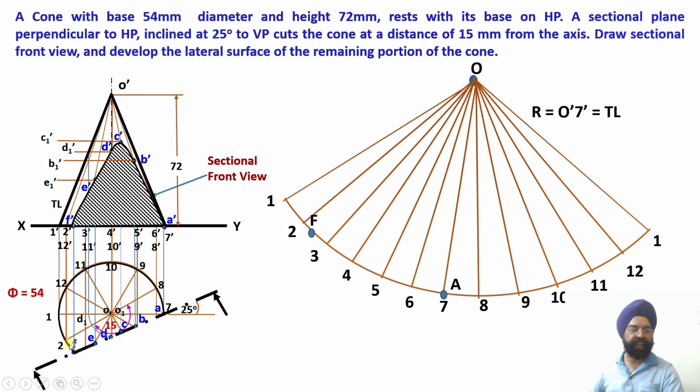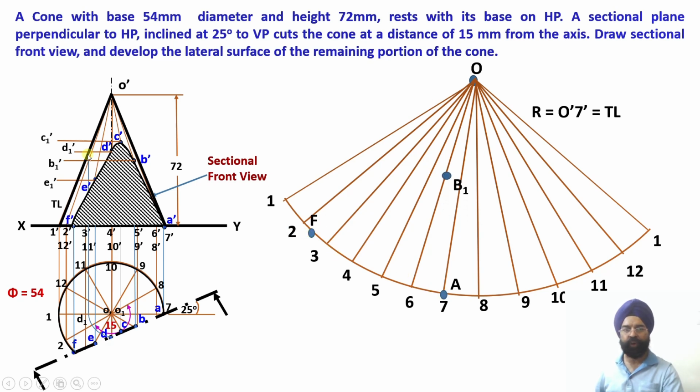So using a divider or a compass, I will be measuring this distance. From 2, measure this distance along the arc which is going from point 2 to point 3. So point F is also located on the base. A is located, F is located.